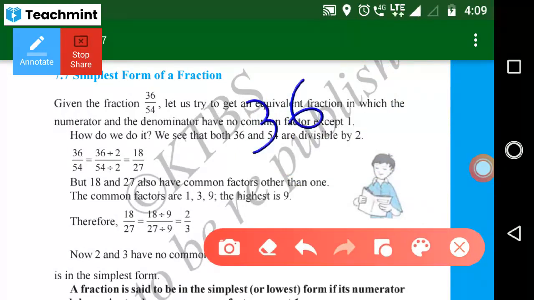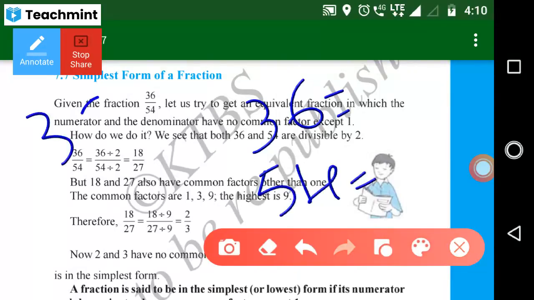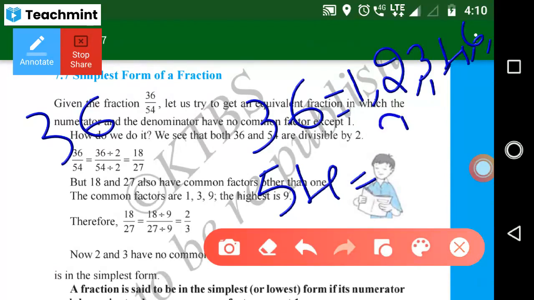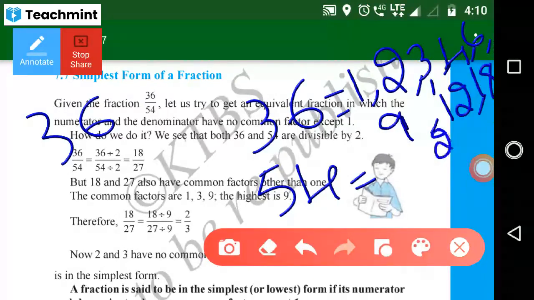So 36 and 54. Factors of 36 and common factors: it is divisible by 2, 1, 3, 2, 3, 4, 6, 9. Then 18, 12, and then 36. That's it.